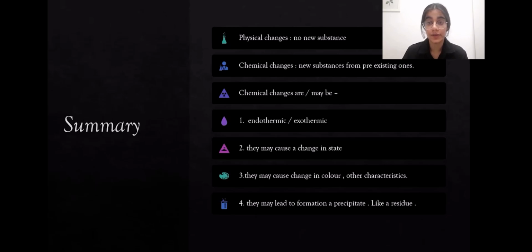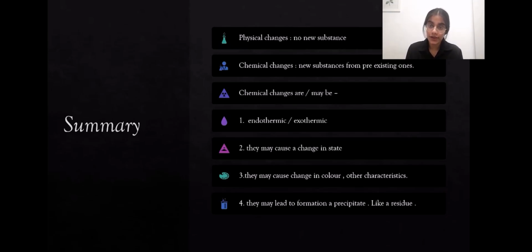Chemical changes may be endothermic or exothermic. Endothermic means these reactions absorb heat. Exothermic means these reactions or changes liberate heat or give out heat. Chemical changes might cause a change in state of a substance or of an element. Chemical changes may also cause a change in color or in other characteristics such as shape, size, structure.